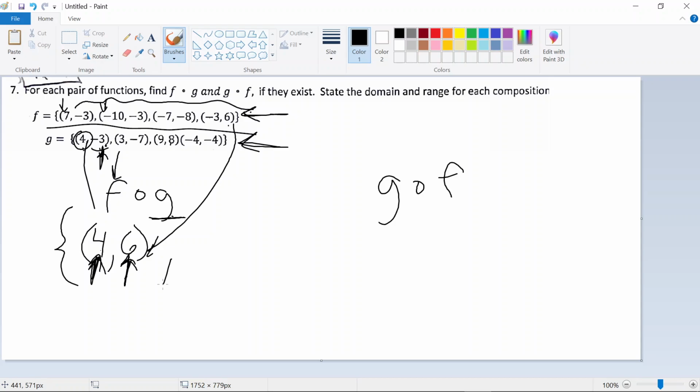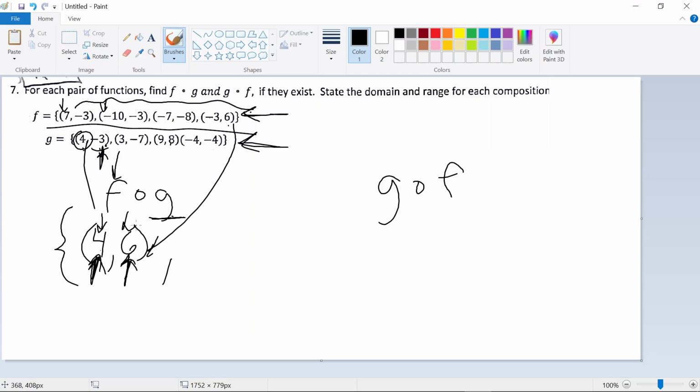Right, that's one value. Now, the domain will be all the X values in this composite function. Whatever X values there are, that'll be the domain. The range will be all the Y values. So all of these will be the domain. All of these, the second values, will be the Y, the range.